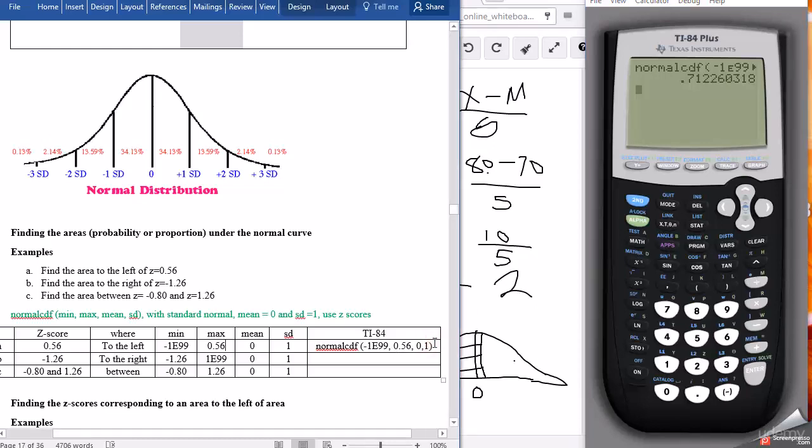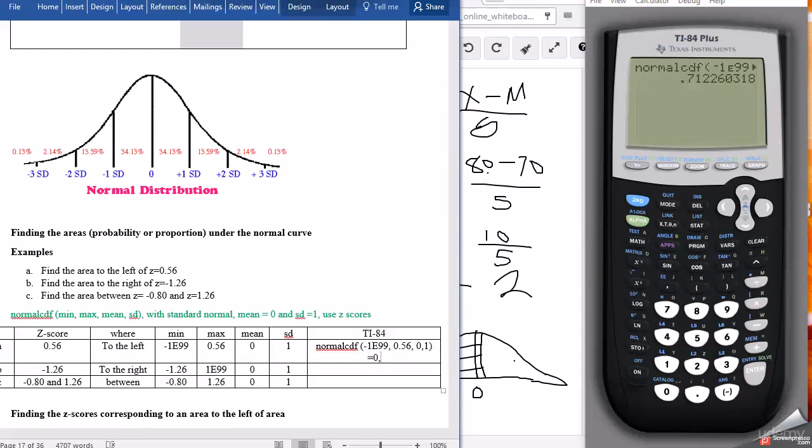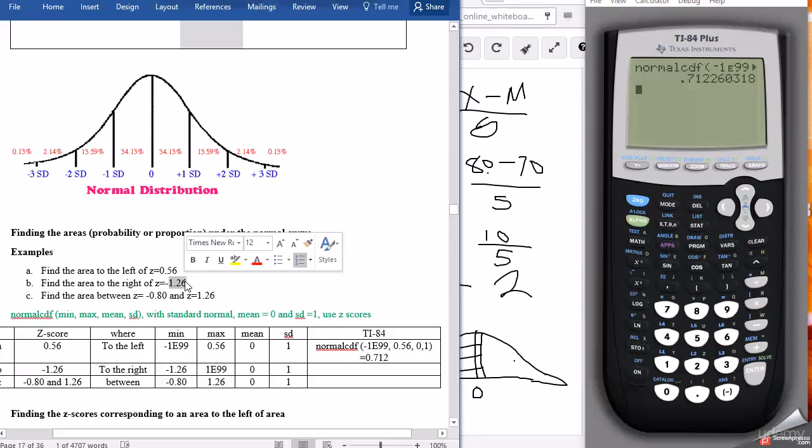Let me put it right here. So this is equal to 0.712. Okay, so that is the area under the normal curve to the left of z equals 0.56. Okay, now I can also find the area to the right of z equals -1.26. Okay, now this one is to the right.